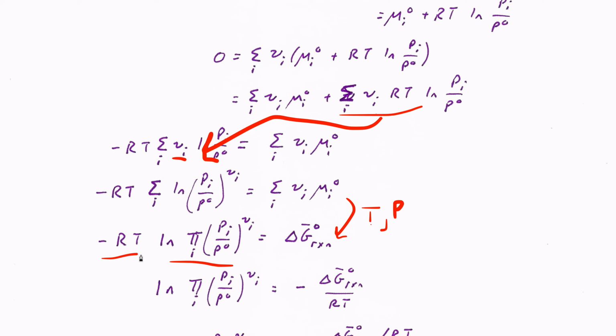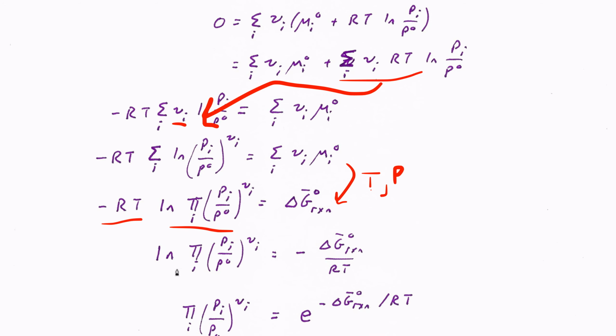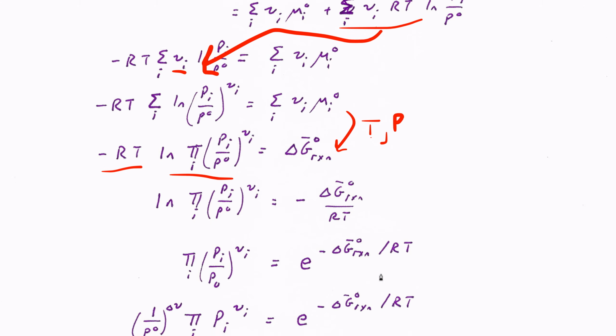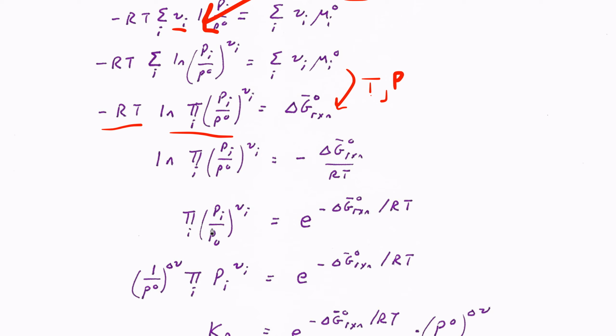So I've got a minus RT on the left that I can divide over and get into the denominator on the right. Now on the left, all I have is a log. If I undo that log by exponentiating both sides, I've got the product of these pressures on the left equal to e to the minus delta G over RT on the right. The P naught pressure should actually be a superscript P naught instead of a subscript P naught.